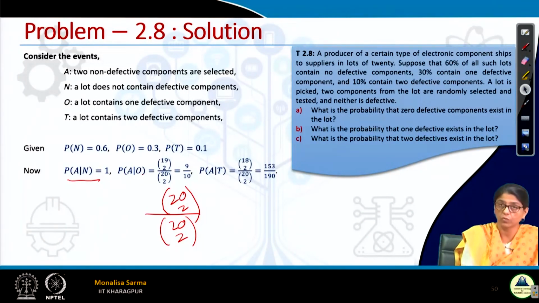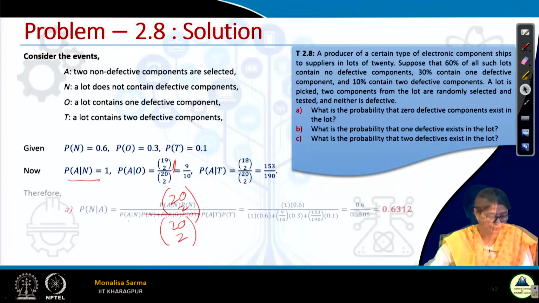Probability of A given O, that both the components are not defective when I have picked from the lot which has one defective component. If it is one defective component, from 19 I am picking 2, because the one defective component I am removing. So, from 19 picking 2, this is my probability of A given O. Similarly, what is the probability of A given T? There are two defective components, so I am picking 2 from the rest 18. From 18 I am picking 2, that is 18 C2 divided by 20 C2.